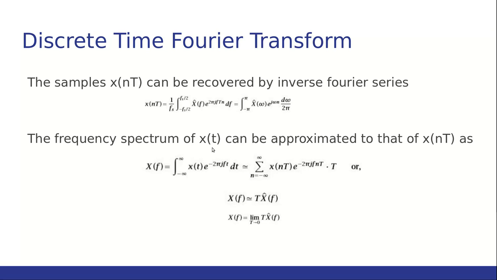Let's see the relation between the frequency spectrum of a signal and its sampled version. This is the Fourier transform of a signal x of t, and it can be approximated to that of x of nT when T tends to 0. So here when T tends to 0, the summation becomes a limit, because nT becomes a continuous variable then, and this equation takes the form of the Fourier transform.